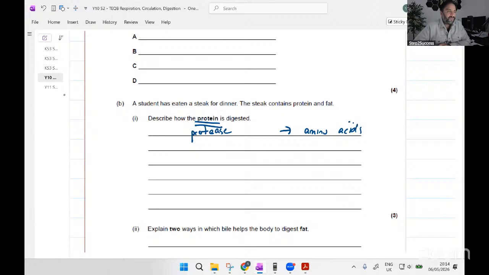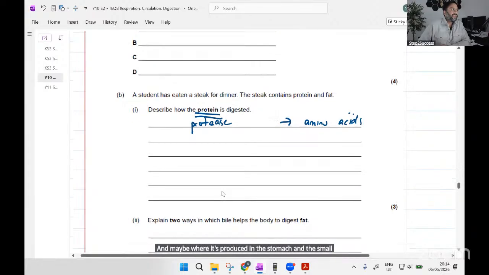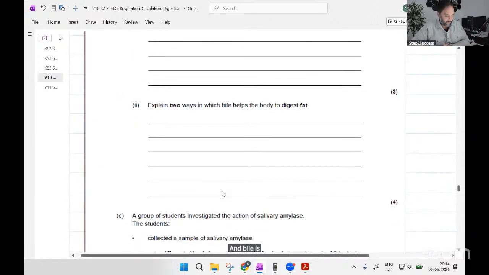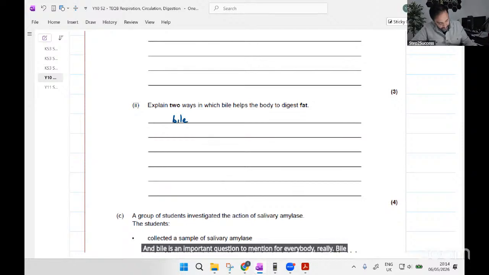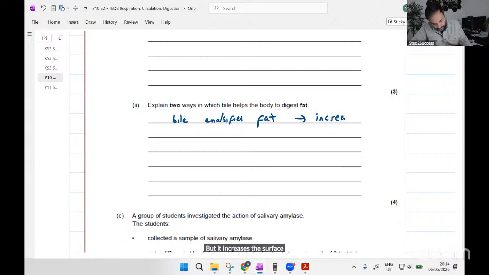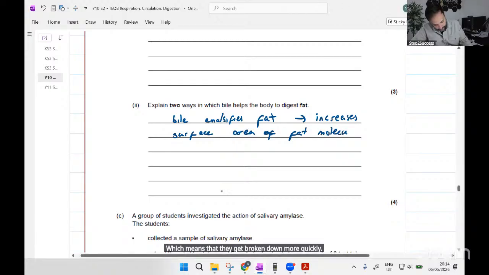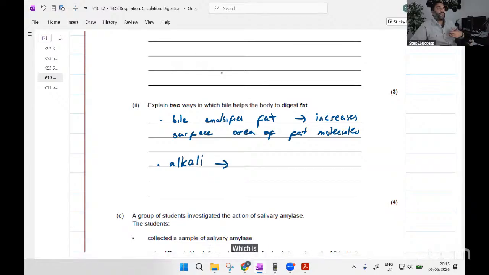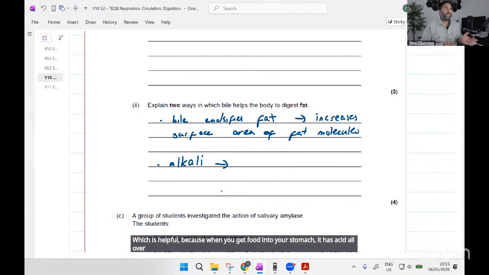And maybe where it's produced: in the stomach and the small intestine. And bile is an important one to mention for everybody, really. Bile is a substance which emulsifies fat. Emulsifying means that it increases the surface area of fat molecules, which means that they get broken down more quickly. And also, bile is an alkali, which is helpful because when you get food into your stomach, it has acid all over it. So what we want to do is neutralize it, and the alkali helps to neutralize the stomach acidity.